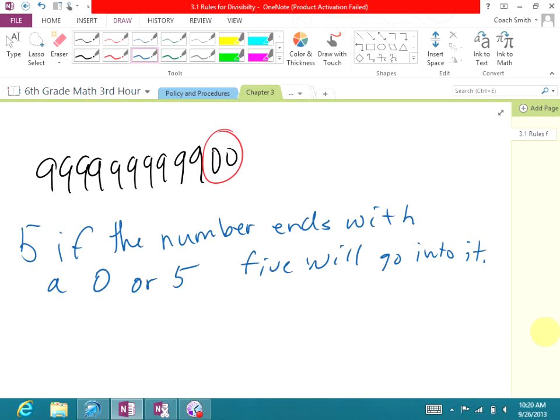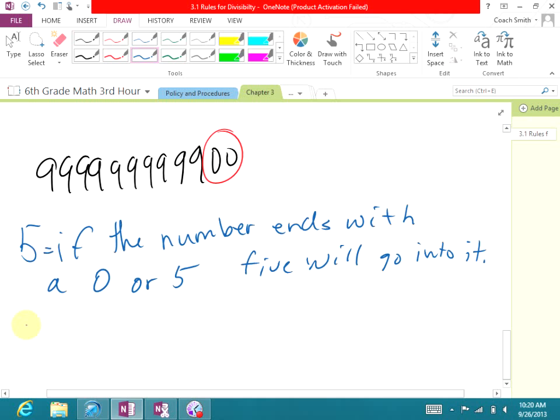Okay? 5 goes into it if the number ends with a 5 or a 0. Okay, every single time. So if you got to know 5 goes into it, you just simply look at the end of it, see if it does. Okay? Now, the next one is what in your chart? What is the next number in your chart?